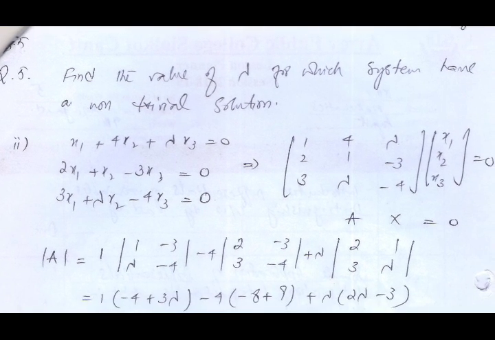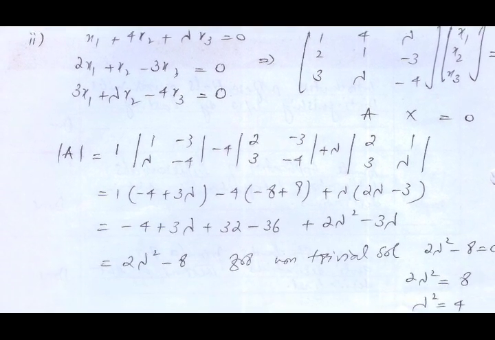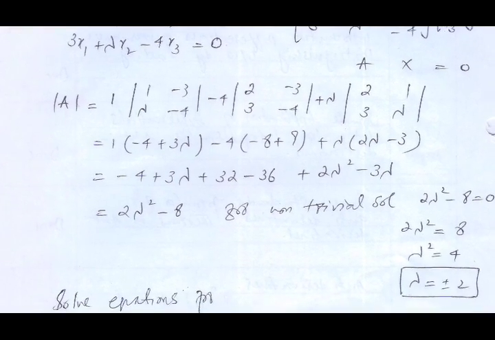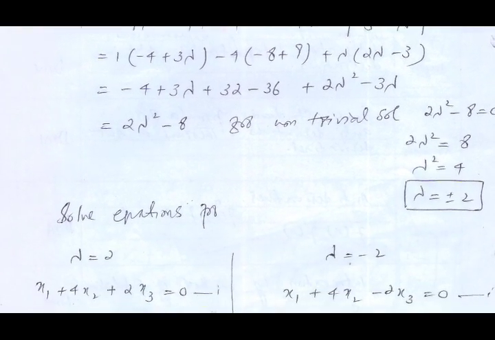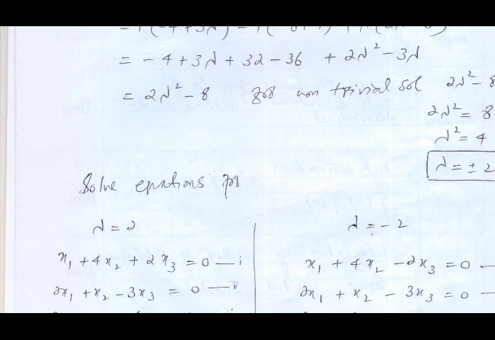Now here in question number 5 we have a matrix form of the homogeneous equation. Here we have a value lambda. First we find the determinant and find the value of lambda, and it gives two values of lambda, plus 2 and minus 2. First we write plus 2.